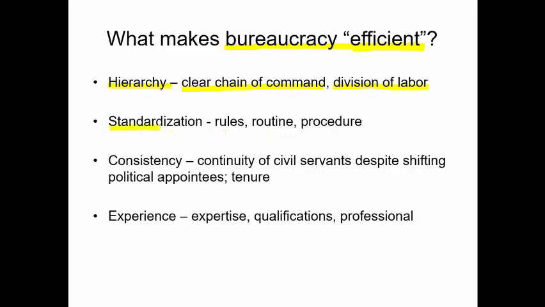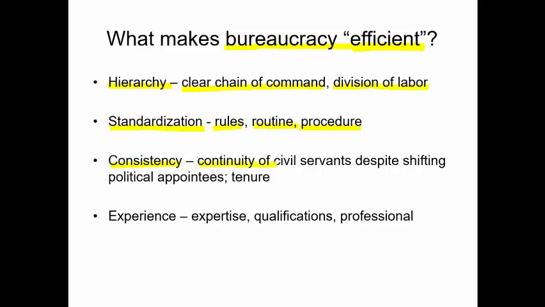Also, the bureaucracy has incurred a considerable amount of standardization. So regardless of who's in that office, you have a standard set of rules, a standard routine, a standard procedure that you have to follow that takes a lot of the bias or the politics out of that process. Follow the standardized rules and procedures. And there's also a considerable amount of consistency because of the fact that you've got this changing wave of politics at the top of your bureaucracy. Every 4 years, you could have a completely different party in power.